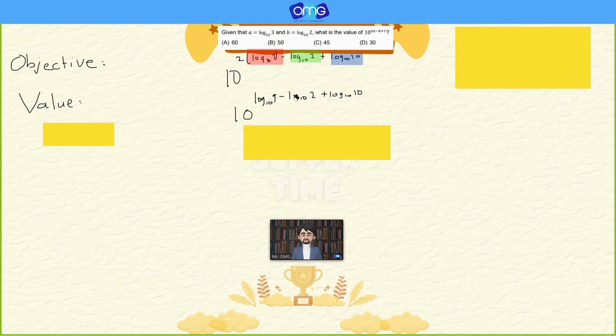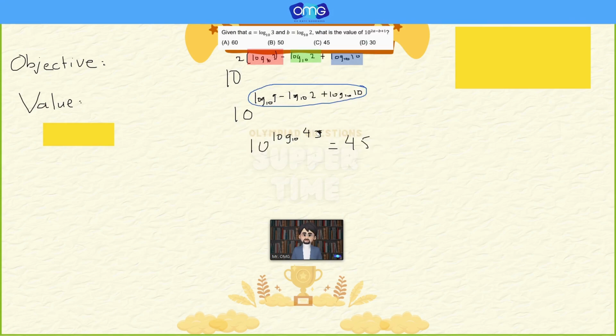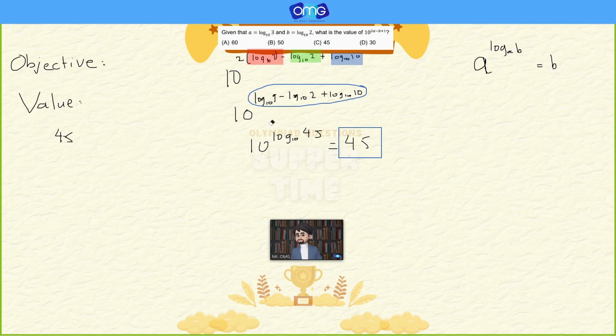So using the logarithm formula, 2 we move to the exponent: log 10 9 minus log 10 2. We can combine this because they have the same base. So log 10 45. You must be wondering why the answer is 45, because there is a formula in logarithm law which is a log ab equals b. So 45, and that's the answer.